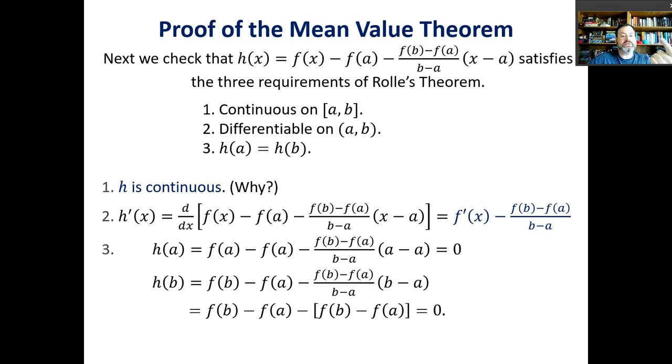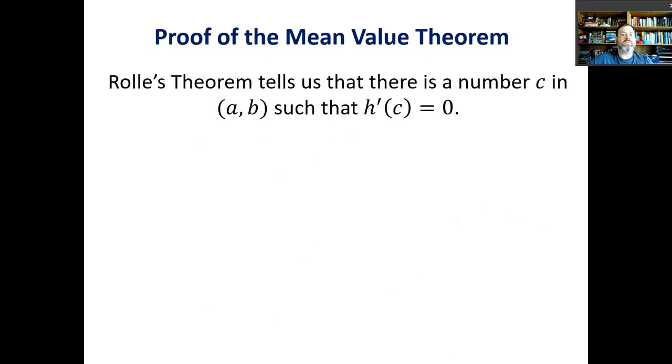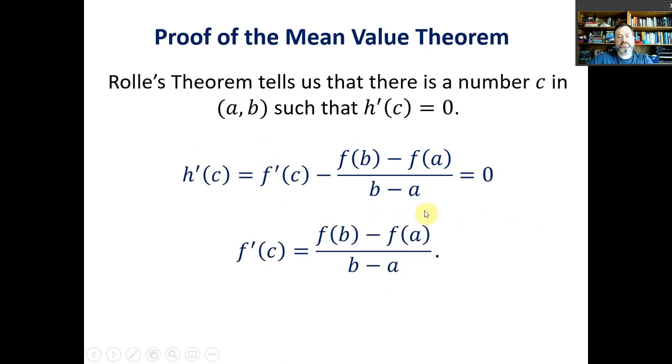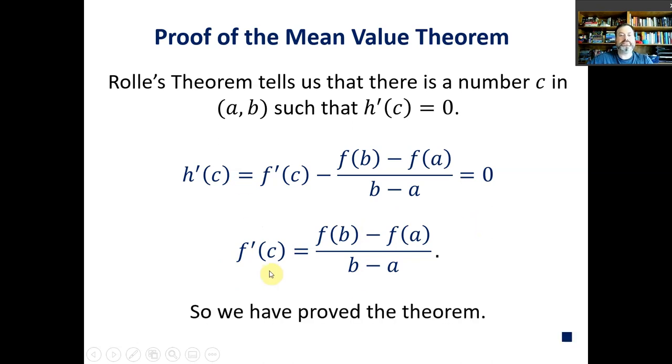All right, so continuous, differentiable, and the endpoints are equal. So now we can use Rolle's theorem. So Rolle's theorem tells us somewhere on AB, the derivative equals 0. So all we have to do is set the derivative equal to 0 and solve for c. Right? Well, guess what? That's the mean value theorem right here. This is exactly the result of the mean value theorem, so we're done.